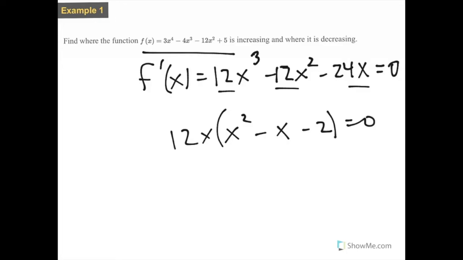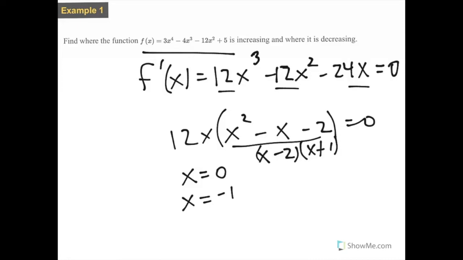And so you can actually solve here. You can factor further. This means the first one gives you x equals 0. The second piece factors as x minus 2 times x plus 1. Those are both equal to 0, which means you get x equals negative 1 and x equals 2. So now we know where f prime is equal to 0.